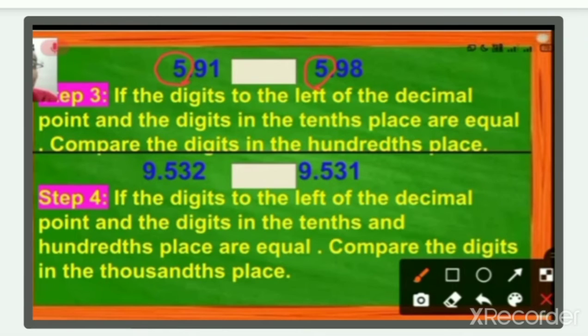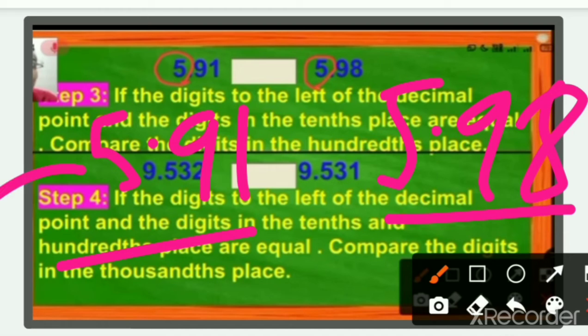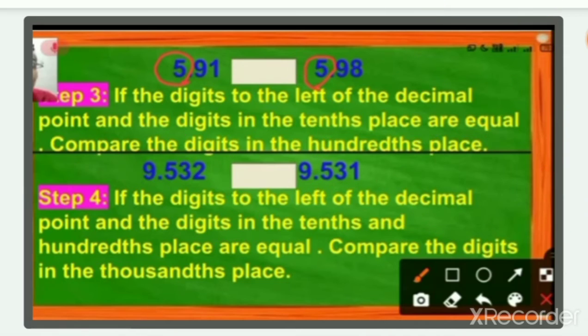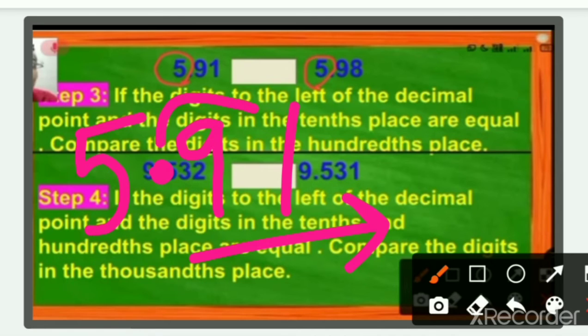Now we have 5.91 and 5.98. See, this is 5.91 and this is 5.98. It is tough to check how. This is okay, this is okay, but this is 1 and this is 8. So how will we check? If the digits to the left of the decimal point and the digits in the tenths place are equal, as in 5.91, the digits to the left of the decimal point are equal, so we have to check the tenths place.